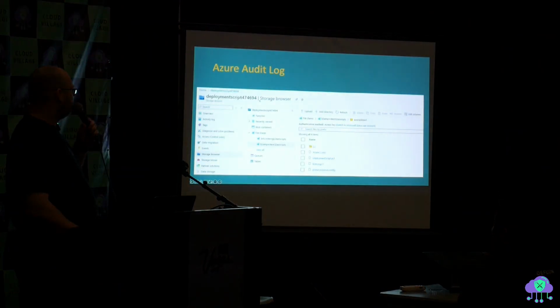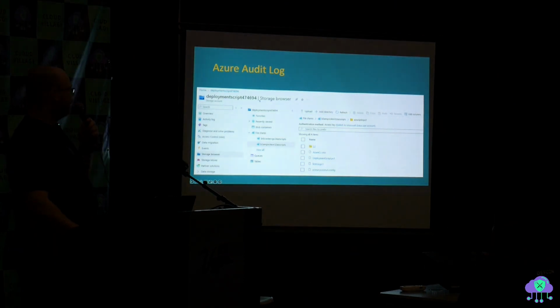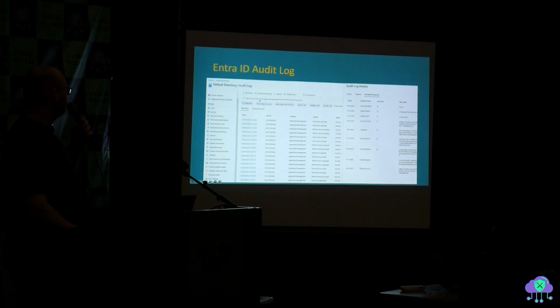Here you can see that the license PowerShell script is there, and the Azure CLI that I downloaded, it's all there. Also, because we created the managed identity and service principal, it will be in the Entra ID logs.